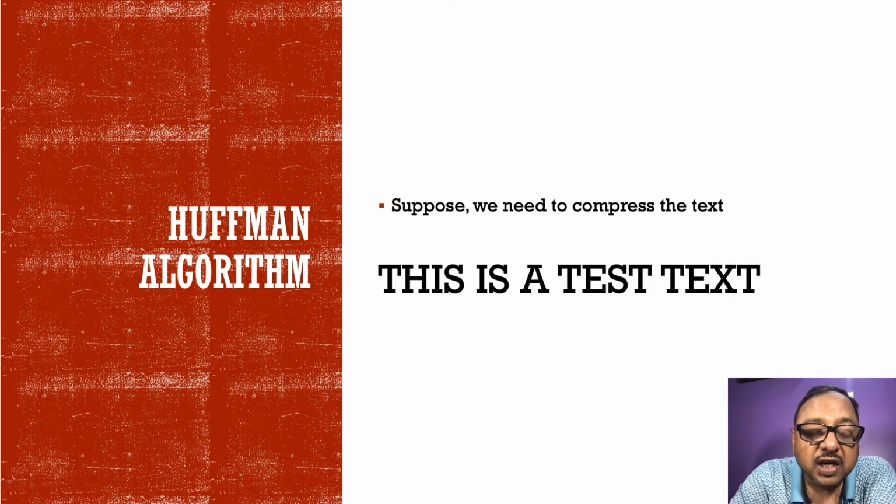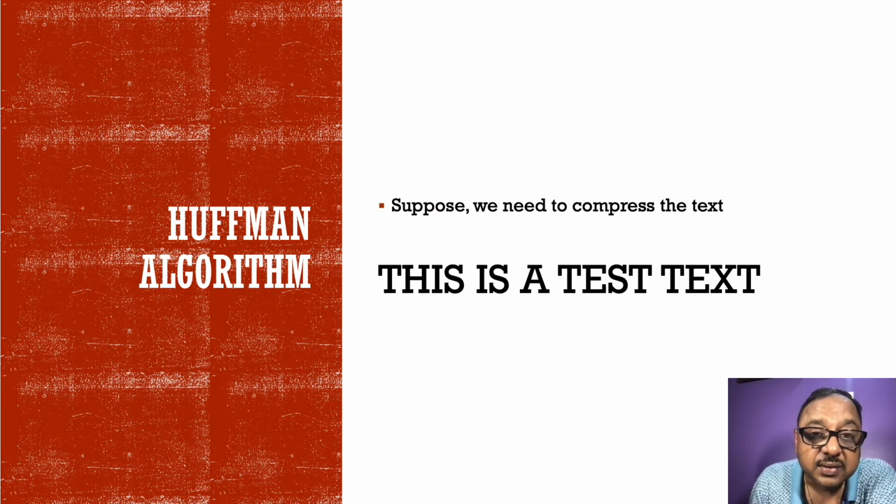The compression algorithm I discuss in detail is called the Huffman Algorithm. Now this is a very old algorithm. I had personally learned and programmed this way back in 1991. At that time we used the C language to program this. Now suppose we have a text, and this is a test text. I want to compress this. So how do we go about doing this using the Huffman algorithm?